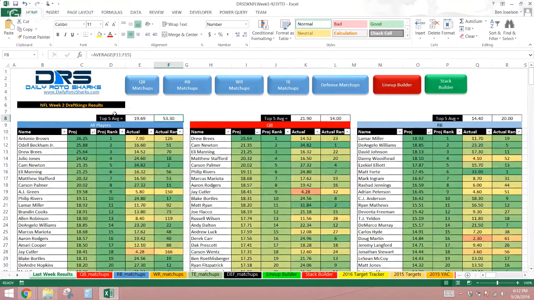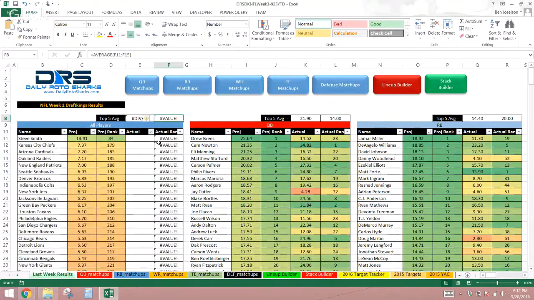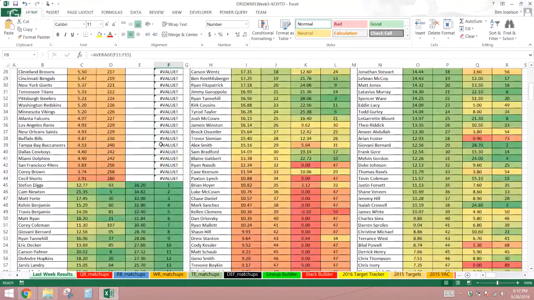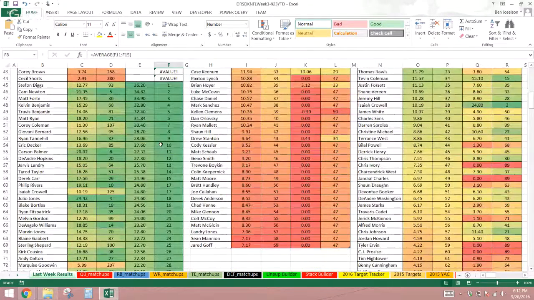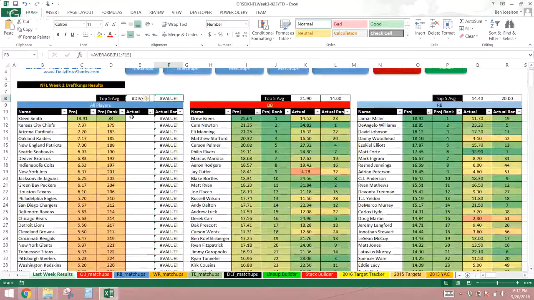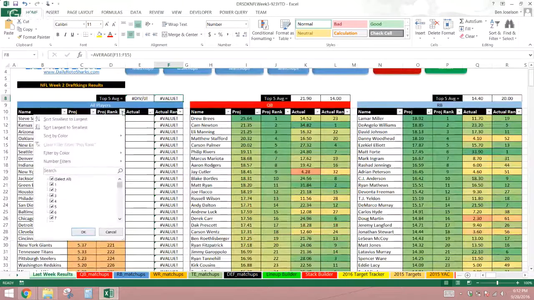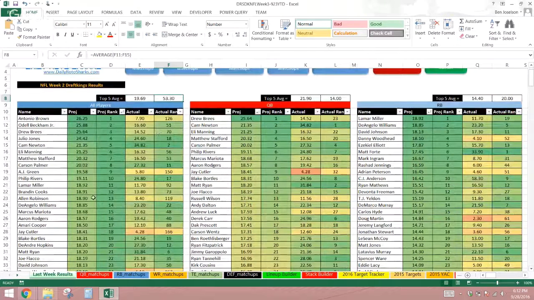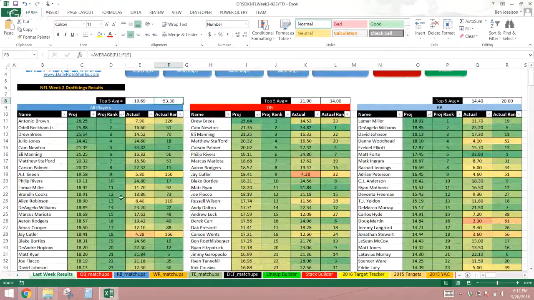positions here. So you can sort these and see who scored the most actual points. It was Diggs and then Newton and Forte, and then you could do the same over here. So right now we'll just keep it here, and then move on to quarterbacks.